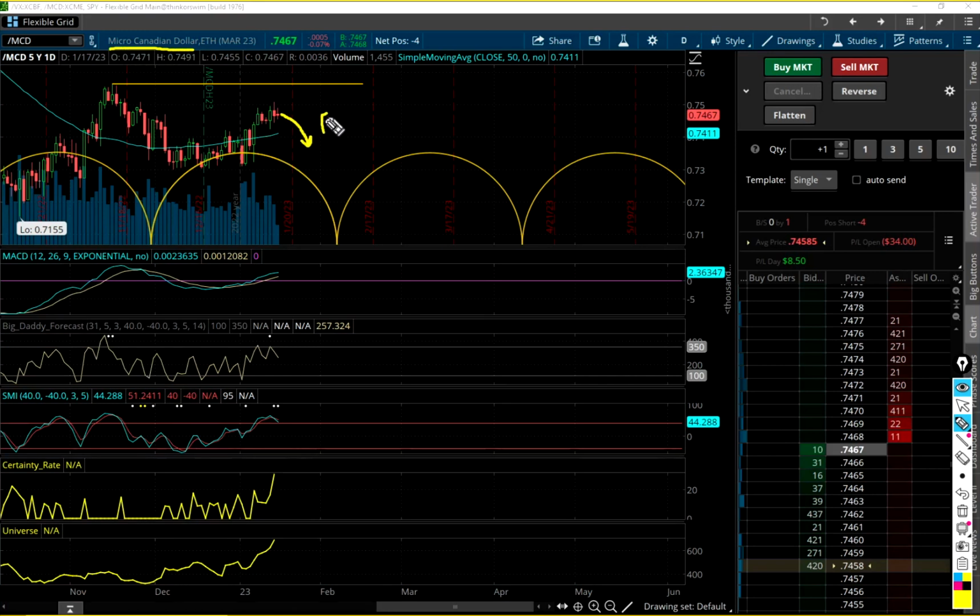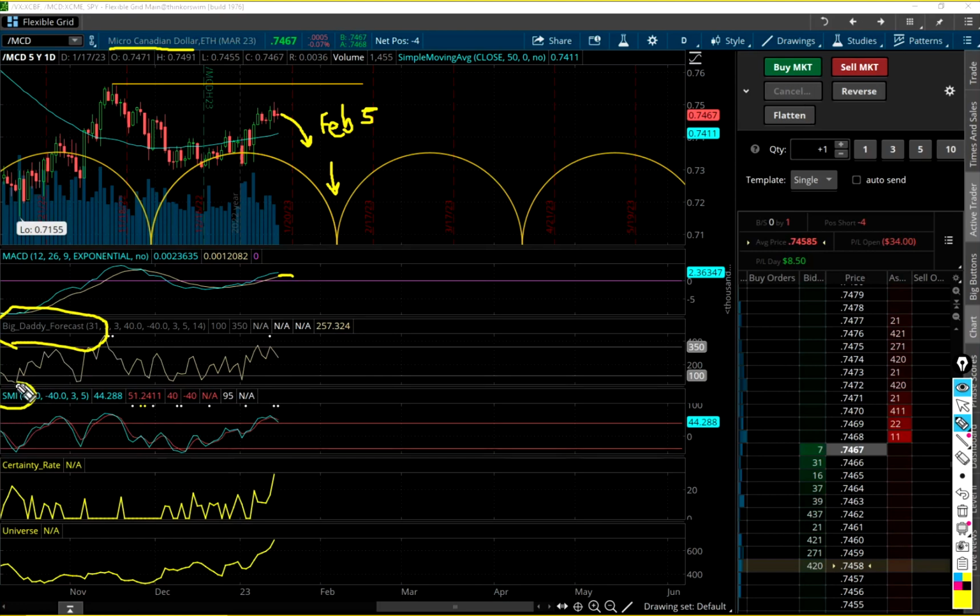Okay, February 5th seems to be a very popular date right now. This is a cycle low down here. I'm not sure how low this is going to go, but the sense I'm getting right now is it's going to roll over and start coming down. The MACD's just starting to show hints of rolling over. This Big Daddy forecast, my own indicator I created, is beginning to point down already.